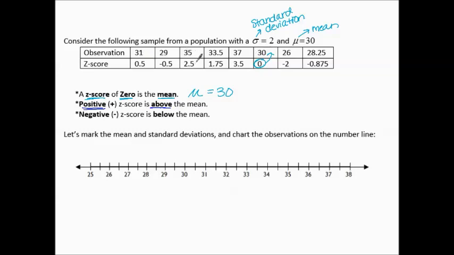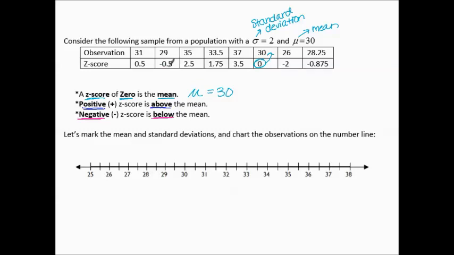So is 35, which has a z-score of 2.5, and 33.5, which has a z-score of 1.5. So if a positive z-score is above the mean, a negative z-score is going to be below the mean. Again, if you look at 29, that's below 30, and we have a negative z-score.